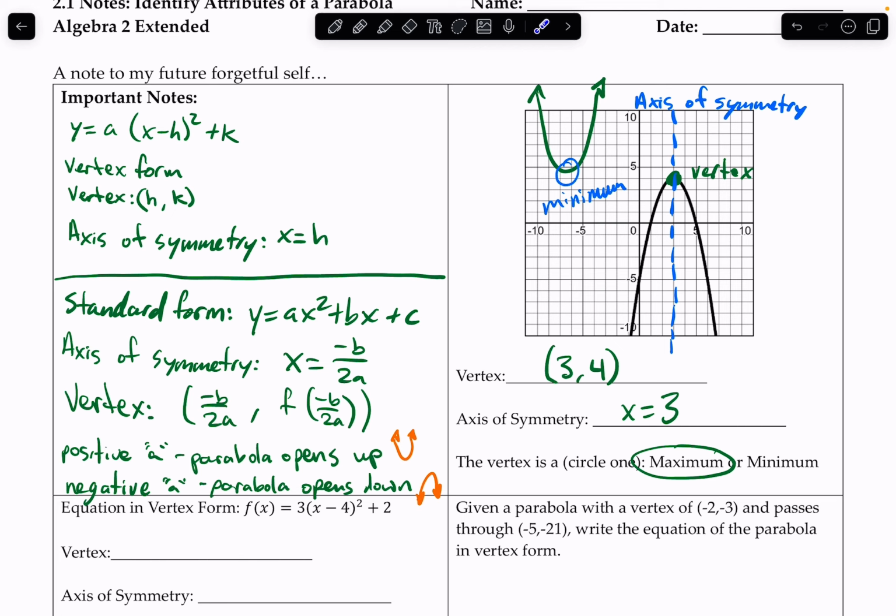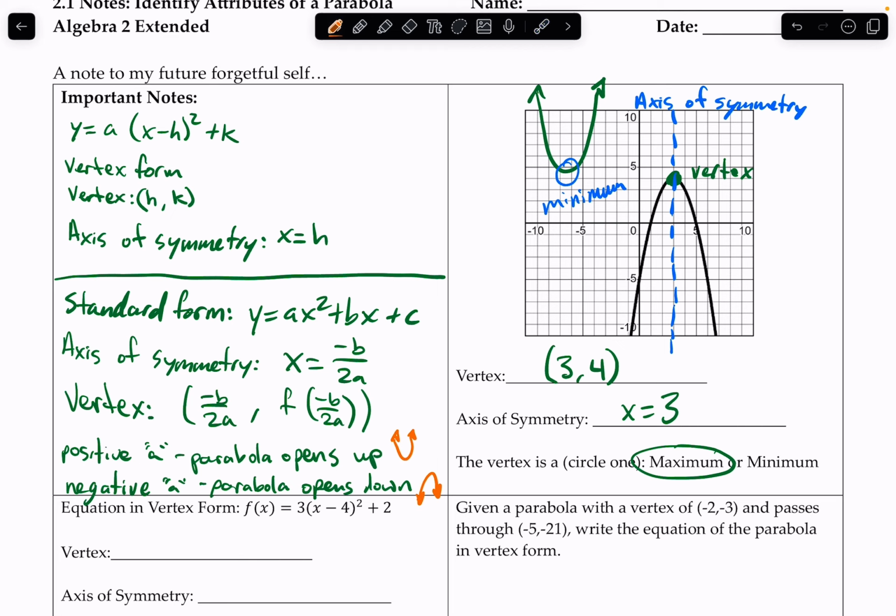Finally, whether it's standard form or vertex form, if your a is positive, your graph is going to open up. That gives you a minimum point. So if your graph opens up, the lowest point is known as the minimum. If you have a negative a value, your graph is going to be reflected and open down. That gives you a high vertex, and that would make it a maximum. So if your graph opens down, you have a maximum and a negative a value. If your graph opens up, you have a minimum and a positive a value.